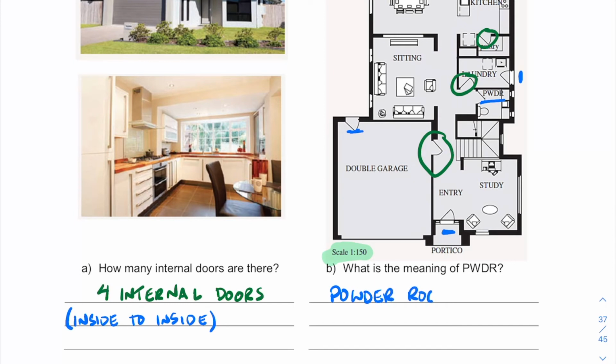Just powder room. Because back in the day, when women went to the bathroom and used the facilities, they'd say they were going to powder their nose, so it's the powder room. Otherwise known as a toilet or bathroom. Okay, so hopefully that's making a little bit of sense to you, toilet or bathroom.